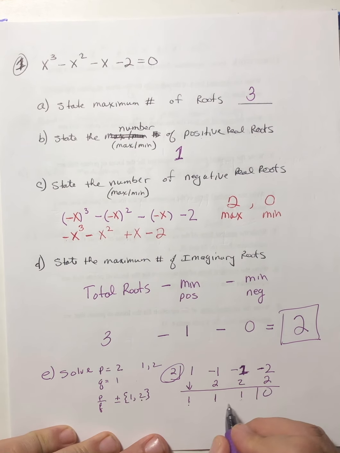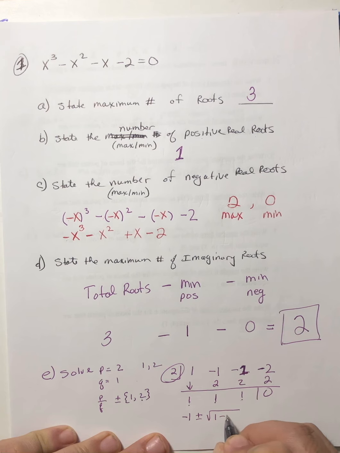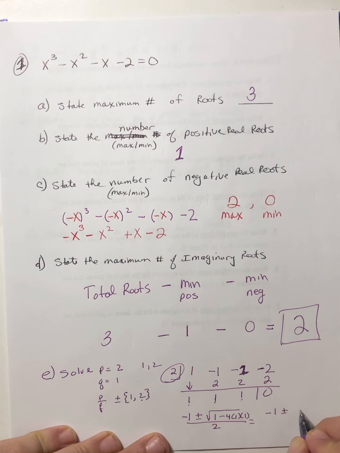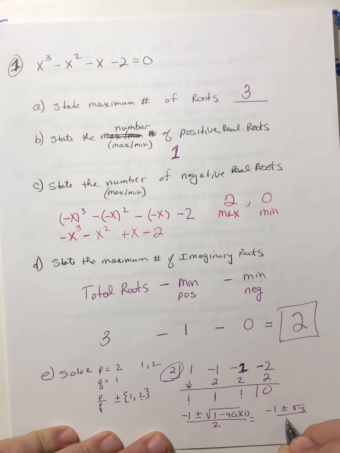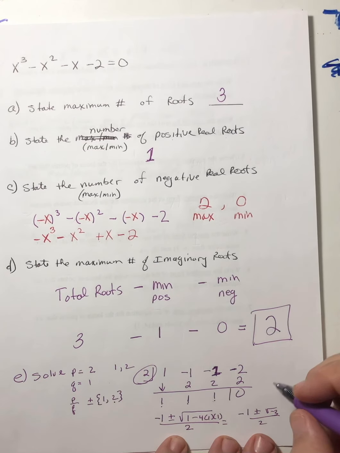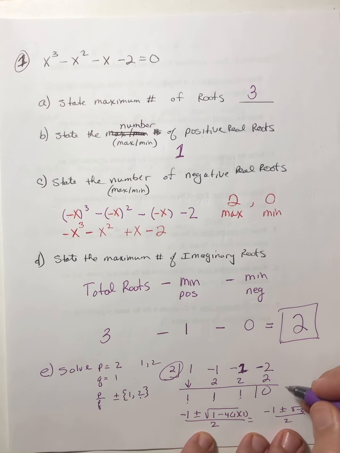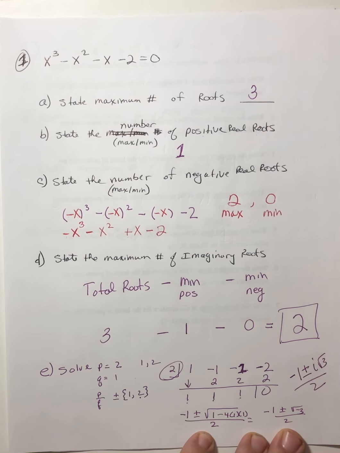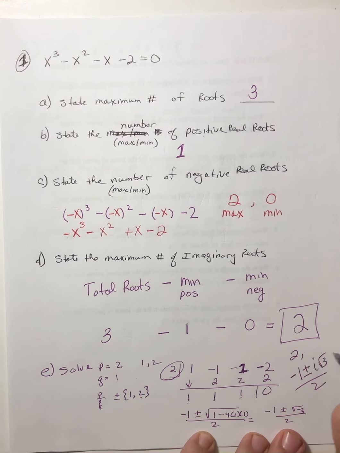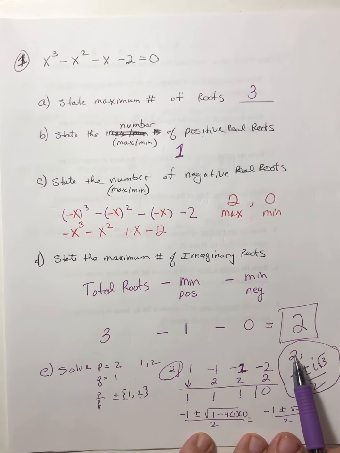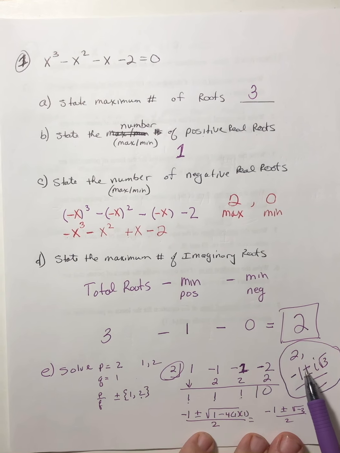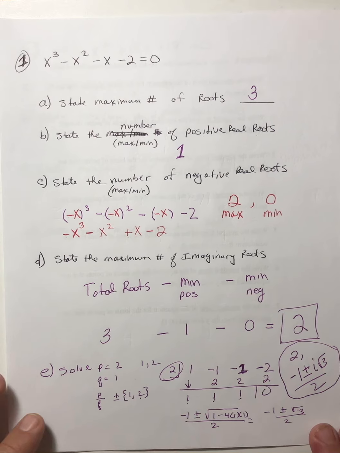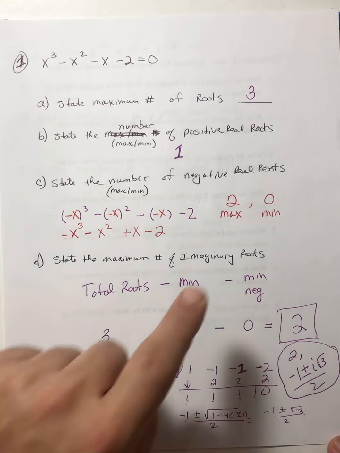So our A is 1, B is 1, C is 1. So I have -1 plus and minus the square root of 1 minus 4 times 1 times 1 all over 2. So that's right, -1 plus and minus square root of -3 all over 2. So we have -1 plus and minus i radical 3 all over 2. Those are your roots. So notice, 1 positive real, and these ones are imaginary. So that means how many negatives did we have? That's right, we had no negatives.